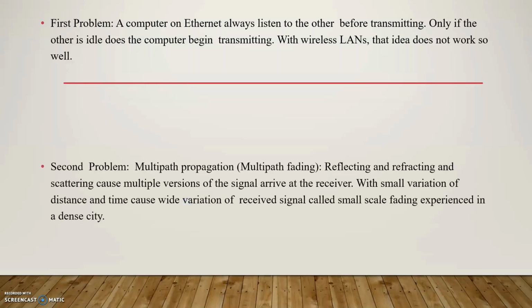The second problem is multipath propagation, or multipath fading. Reflecting, refracting, and scattering cause multiple versions of the signal to arrive at the receiver. Small variations of distance and time cause wide variation of the received signal, called small scale fading. It is experienced mostly in dense cities.